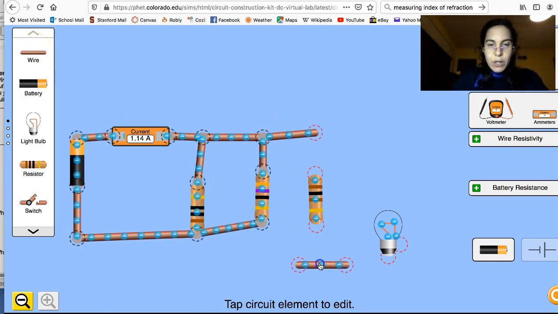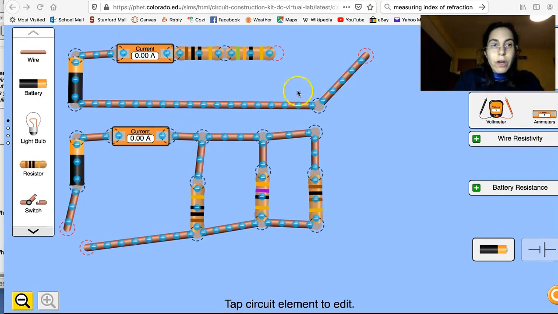What do you expect will happen when we add another option? If you've done your lab correctly, the current should go up again. Why is it that for a series circuit, when you add more resistors, the total resistance goes up and the current goes down? But for a parallel circuit, when you add more resistors, the total resistance goes down and the current goes up. It's the complete opposite.